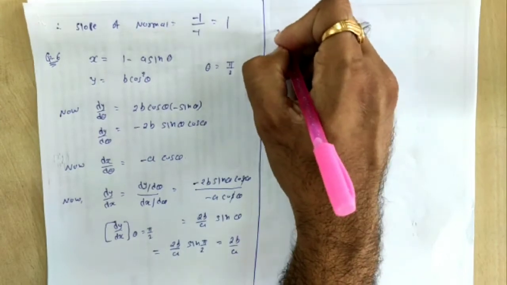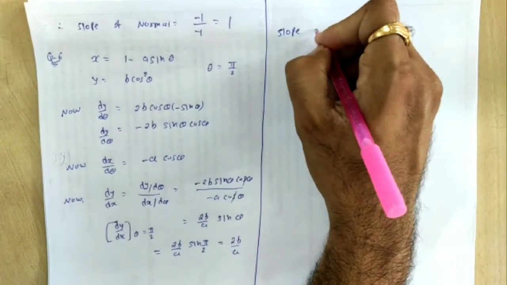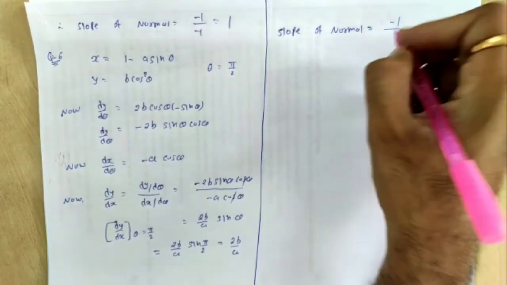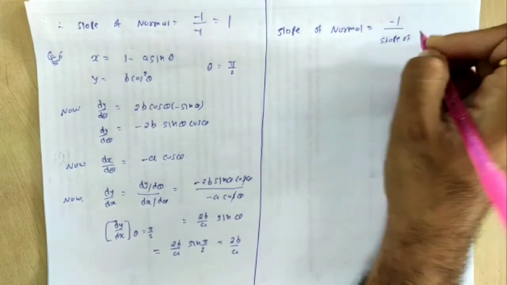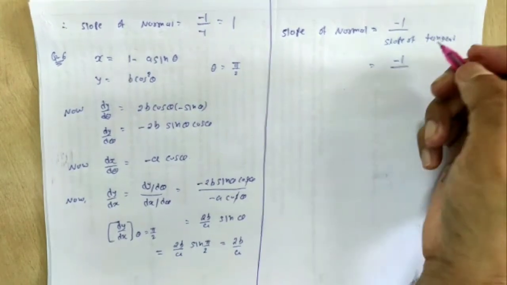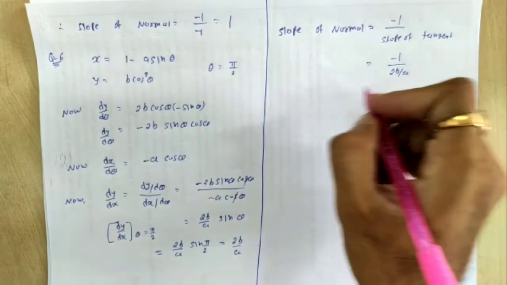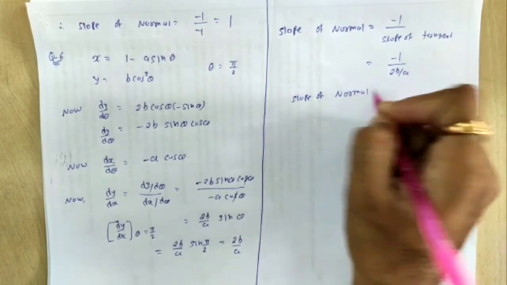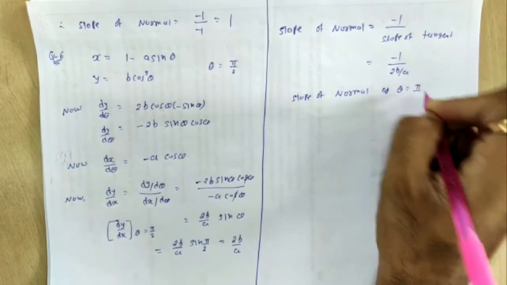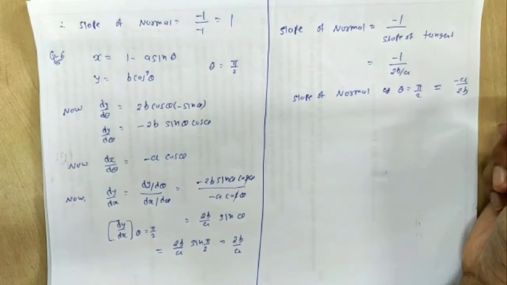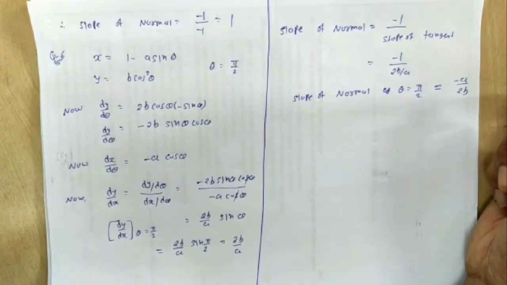So now slope of normal. We can write slope of normal, that is equal to minus 1 upon slope of tangent. So that is equal to minus 1 upon 2b by a. So therefore our answer, slope of normal at theta equal to pi by 2 is minus a upon 2b. Clear? Minus a upon 2b is the answer. Clear, students?